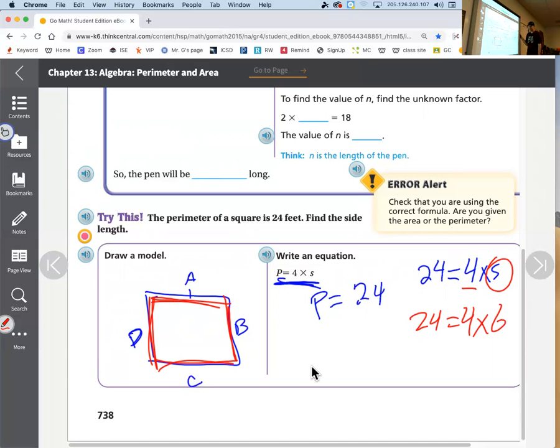So each side is 6. Each side is 6, okay?